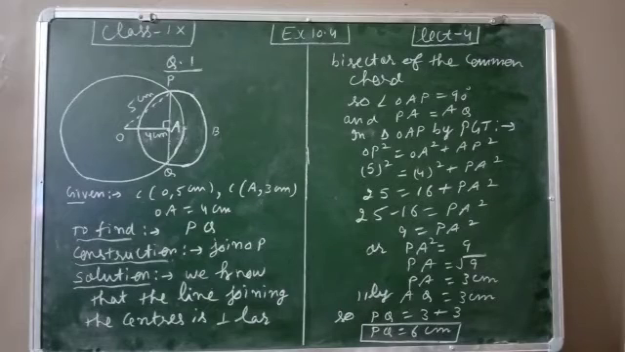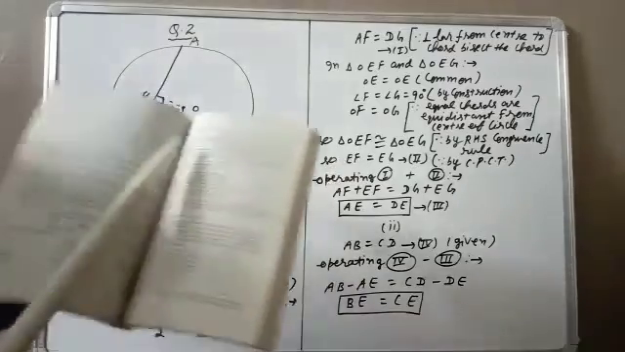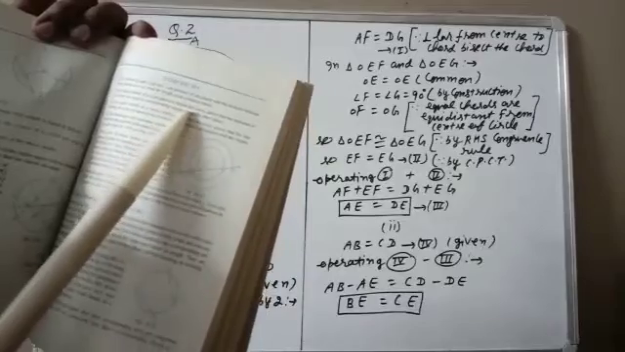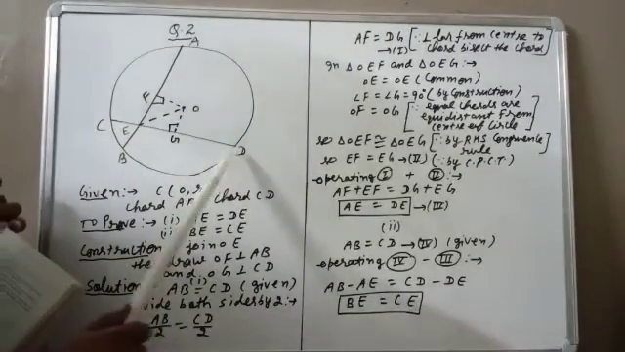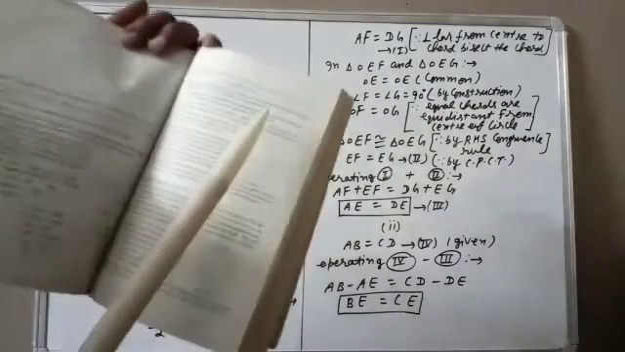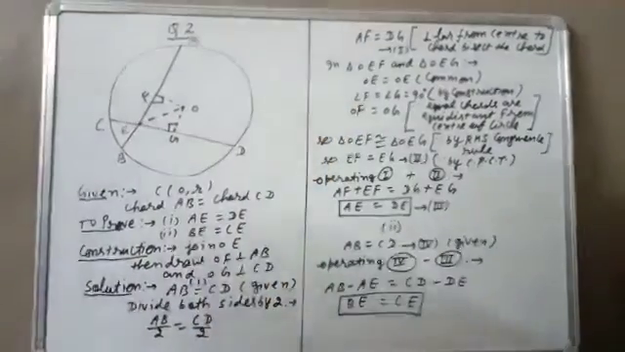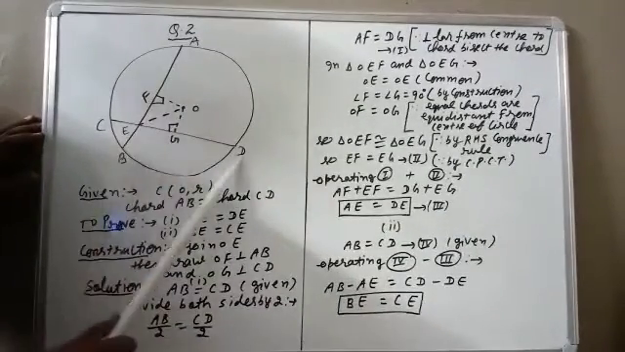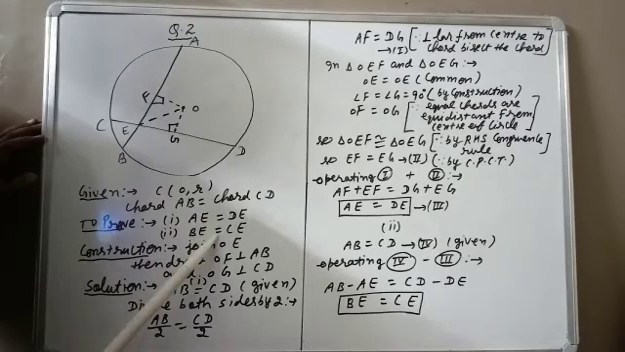Now the second question of this exercise. Let us read the statement of the second question. If two equal chords of a circle intersect within the circle, so let this be the circle, this is chord AB, this is chord CD, they are intersecting within the circle. Let them intersect at point E. Then prove that the segments of one chord are equal to the corresponding segments of the other chord. Here segments means parts of the chord. So this large part AE equals DE, this we want to prove, and this small part BE equals CE, this we want to prove.